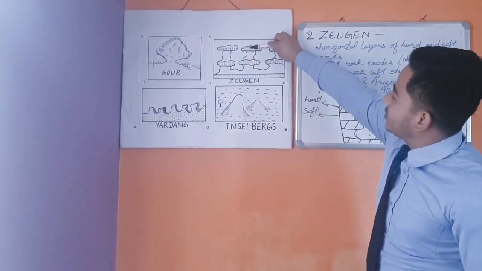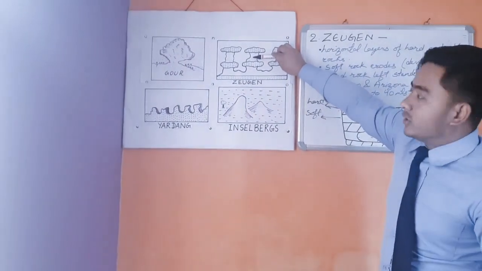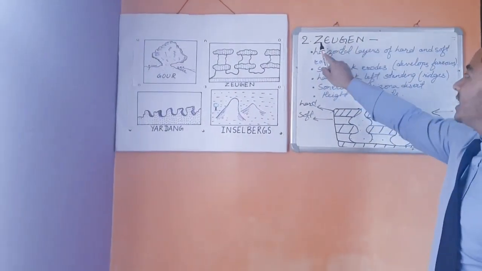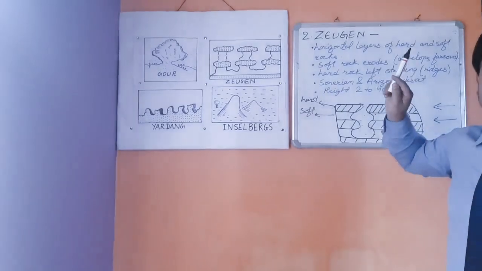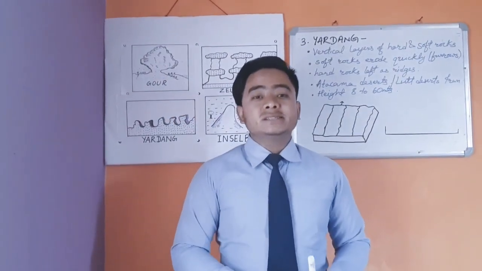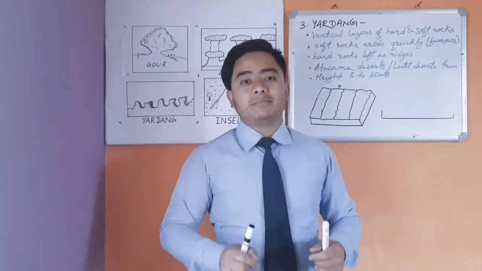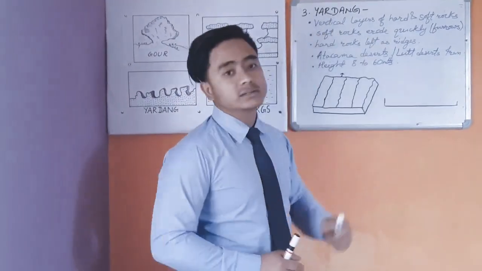This is the bed of hard rock and this is the bed of soft rock. That forms a landform in desert areas which is called Jugen. So now let's discuss the third landform produced by wind abrasion, that is yardans.